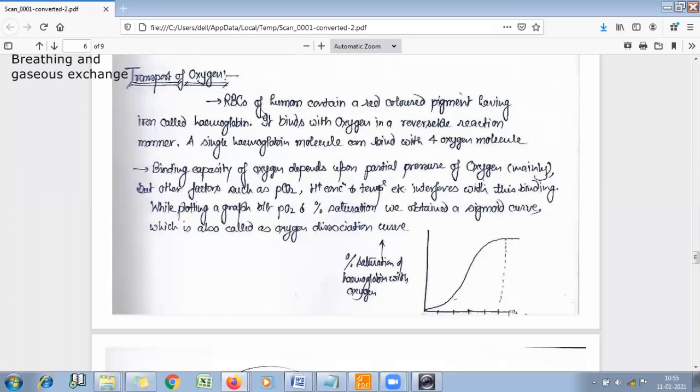Hemoglobin is the combination of a protein, globulin, and heme, meaning iron. So this iron binds with oxygen and transports the oxygen from one region to another. And one hemoglobin molecule binds with four oxygen molecules.